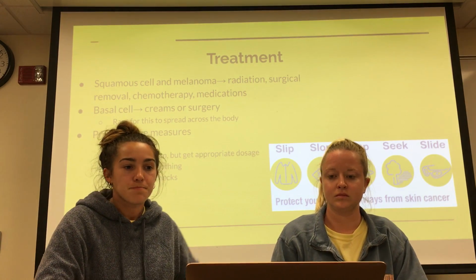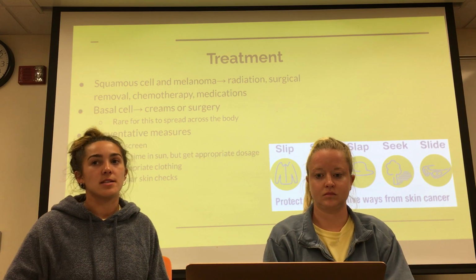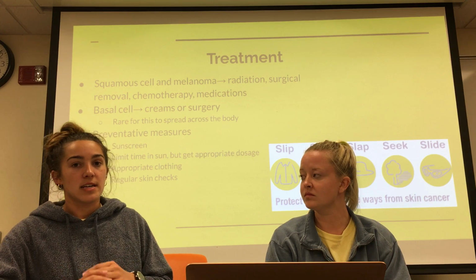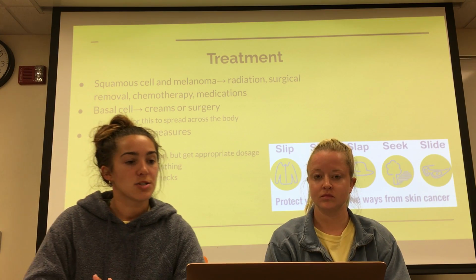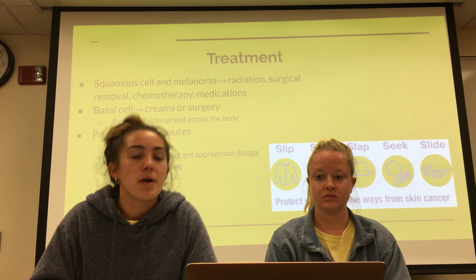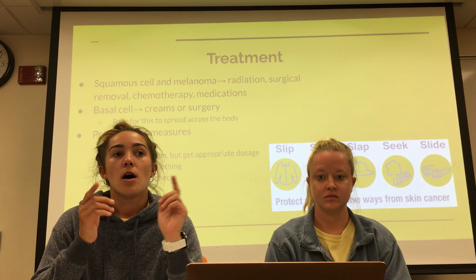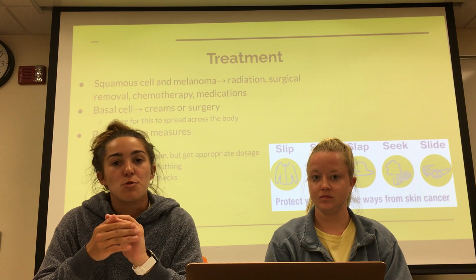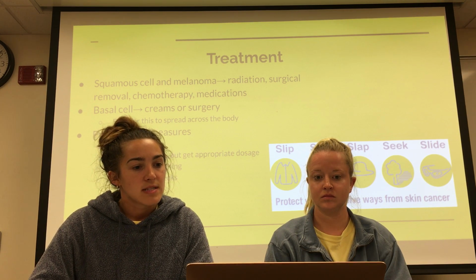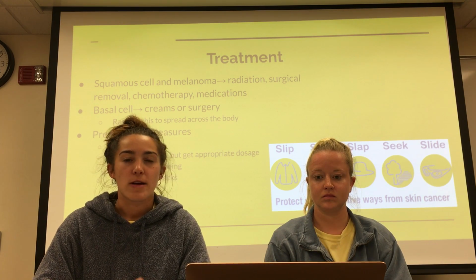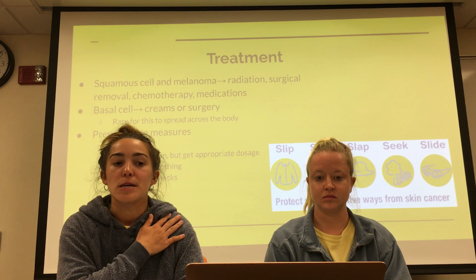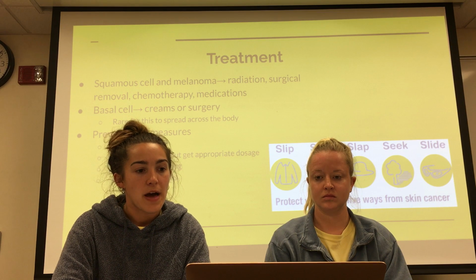And then basic treatment for this is as you would kind of expect. With the different cancer cell types, there are different ways to treat it. So the squamous cell and the melanoma, that's what you would think: radiation, medication, chemotherapy, surgical removal, all those things. And then the basal cell, it's more rare for this one to spread, as I said before, but you can just use a cream or get it surgically removed with that one.